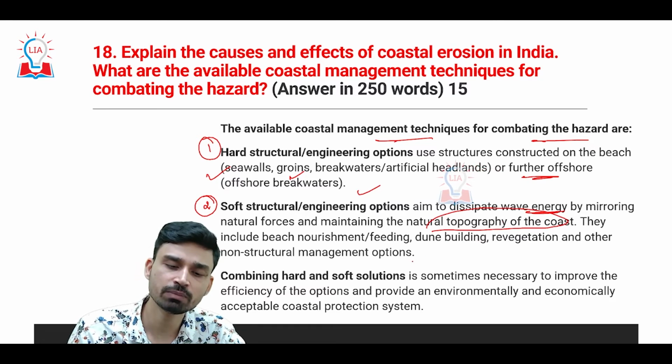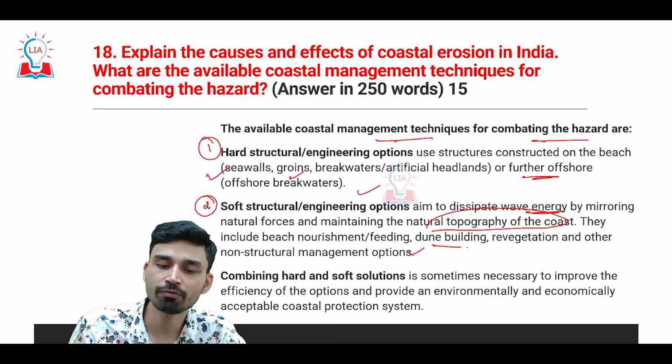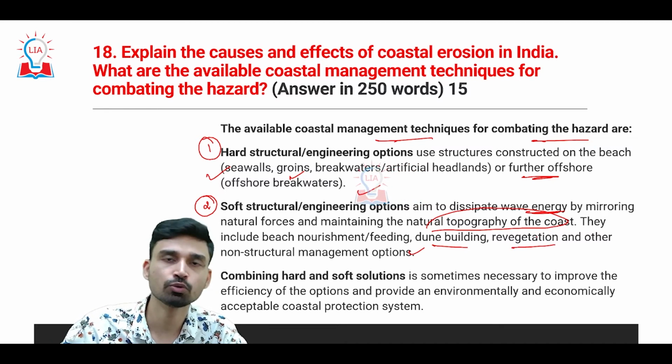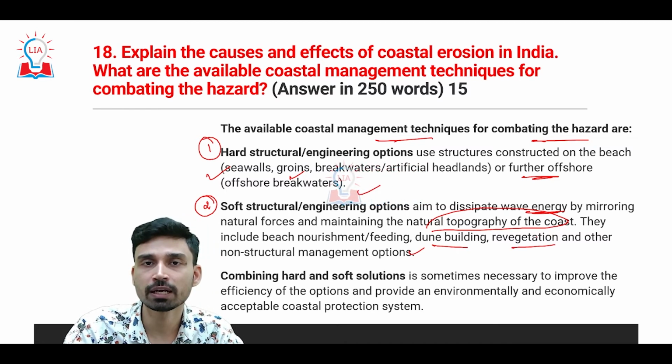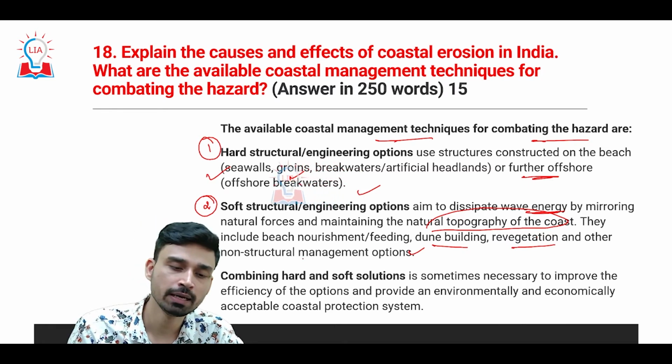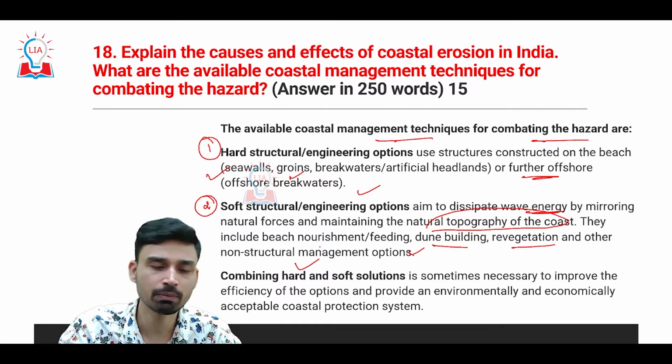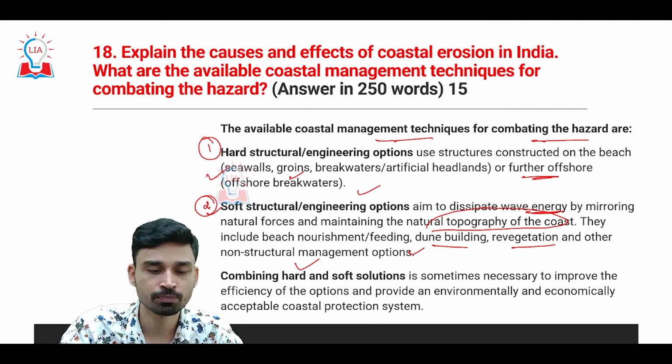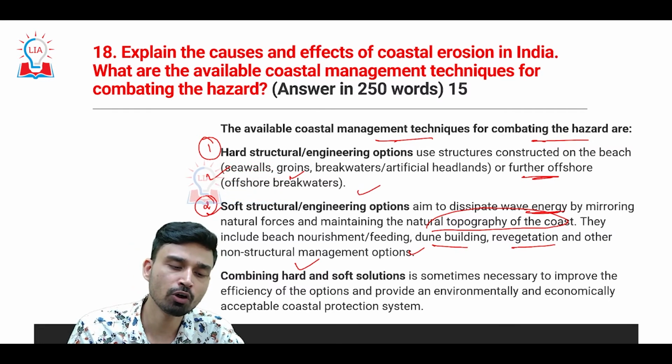This includes beach nourishment or feeding of the beaches, where you deposit a large amount of sand and sediments, the building up of dunes, and revegetation, so that the force of the coastal waves is not high enough to cause erosion in the coastal areas. Other non-structural management options can be brought under soft structural options. And then finally you can talk about the conclusion.